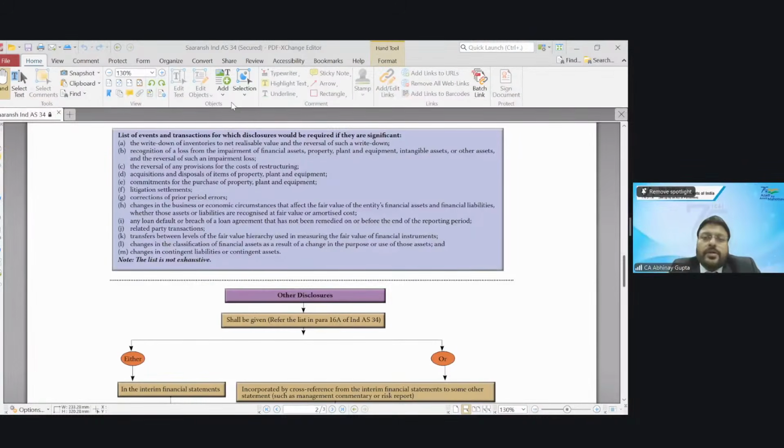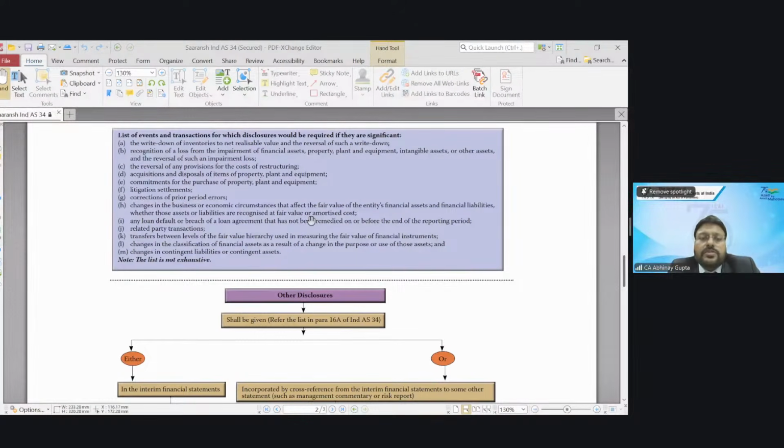Retrospectively. And because you are doing the error correction retrospectively, what will happen? The disclosure gets triggered under the quarter because this is a material item. Change in the business or economic circumstances that affect the fair value of any of your financial assets or liabilities. Yes. Any loan defaults, breaches on any of the loan agreements? Yes, because this is a material item, it can turn your non-current liability into current.